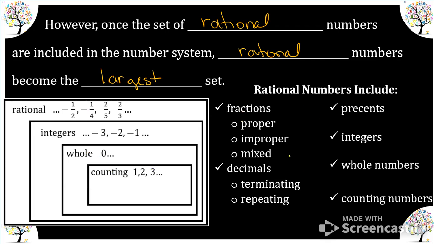Here are some different categories of rational numbers. We have our fractions, so we can have a proper fraction, an improper fraction, a mixed number. We have a terminating decimal. We can have a repeating decimal. We can have percents. These are rational numbers. Our integers are rational, our whole numbers, and our counting numbers. These are all rational numbers.